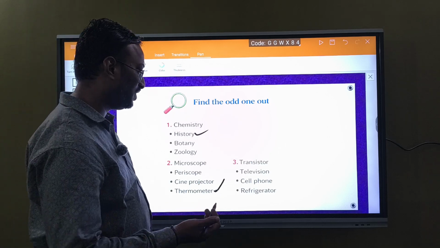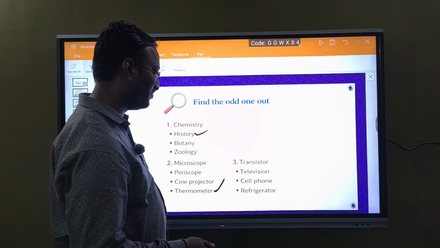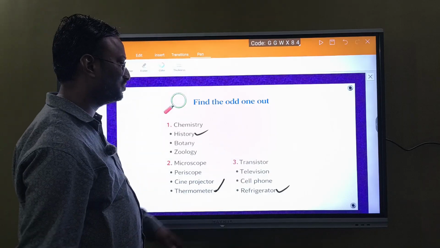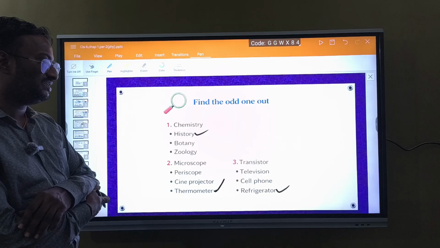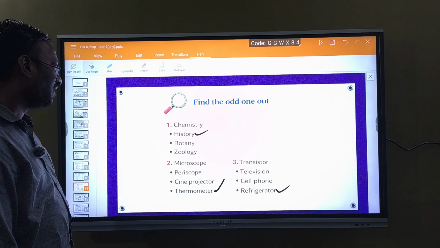Transistor, television, cell phone and refrigerator. Okay, so in this the different one is, what? Refrigerator. All are communication devices. Those are transistor, television, cell phone, all are communication devices, and refrigerator is a different thing. Okay.